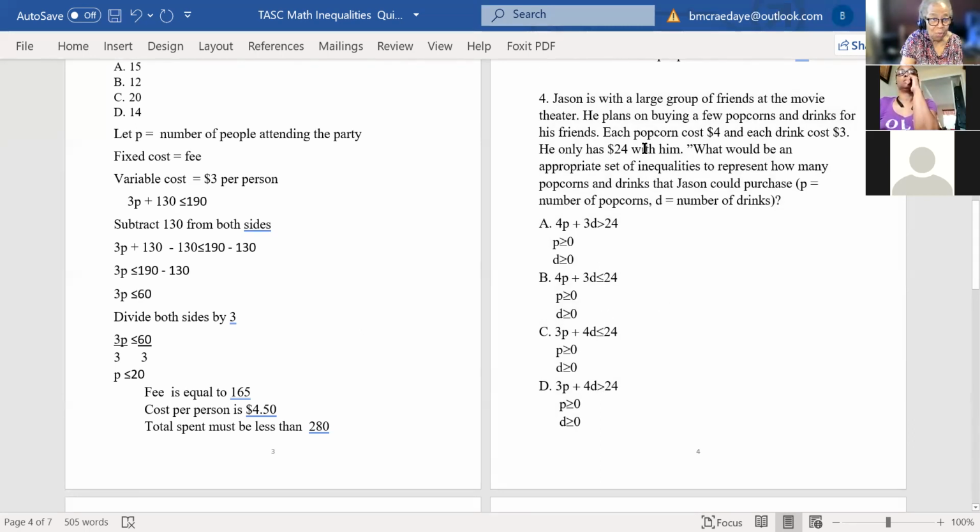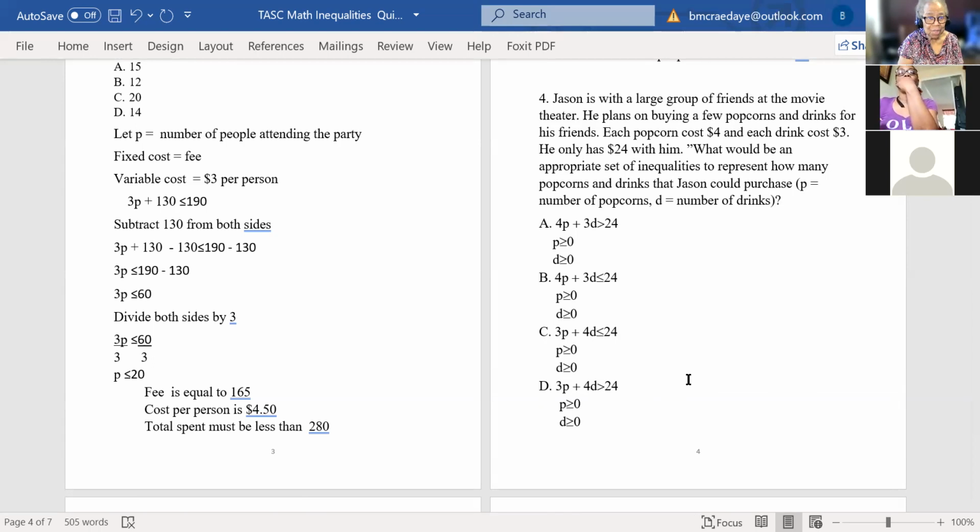Now, if he only has $24 with him, Maureen, would that be a less than or equal or a greater than? He can't spend more than $24, so it would be less than. Yeah, it's got to be a less than or equal. So you can eliminate A and you can eliminate D, right? Because both are saying greater than. So is it B or C, Maureen?